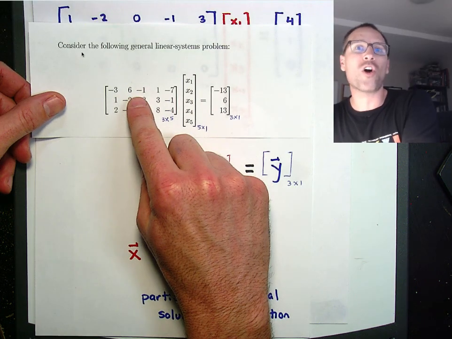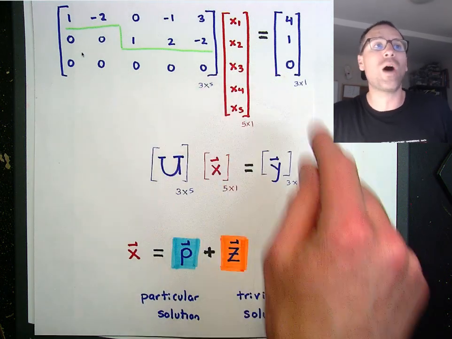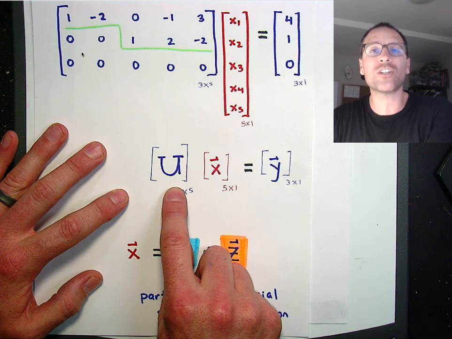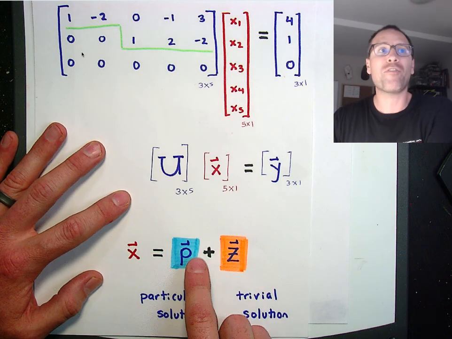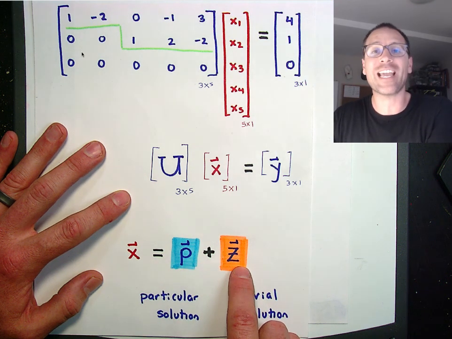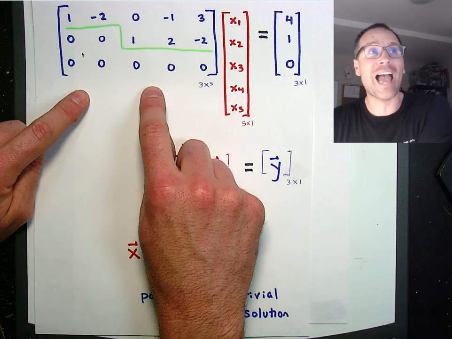Now that we translated our original linear system into the special form Ux = y, the real question is, how can we use information about the reduced row echelon form, the stair-step structure of that thing, to find both the particular solution and trivial solutions that get sent to 0 under this map, looking at that matrix?